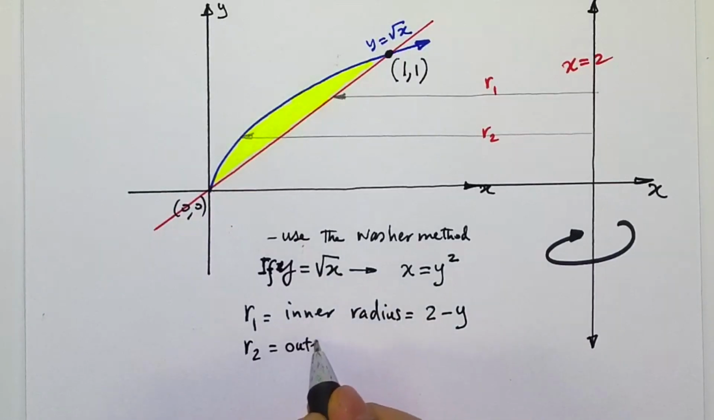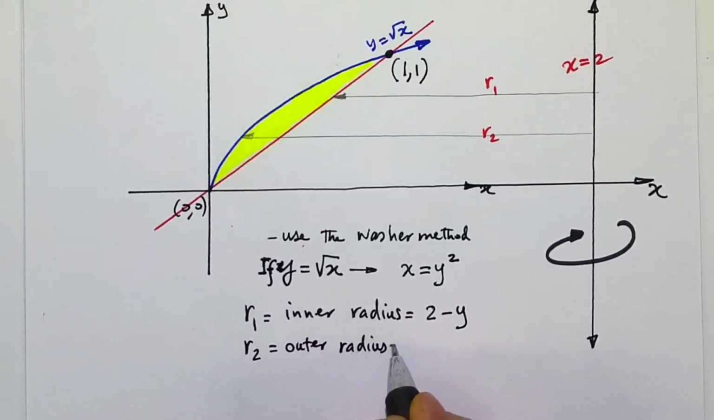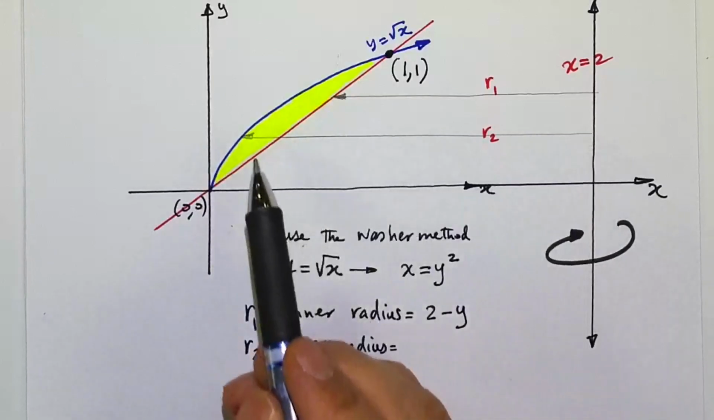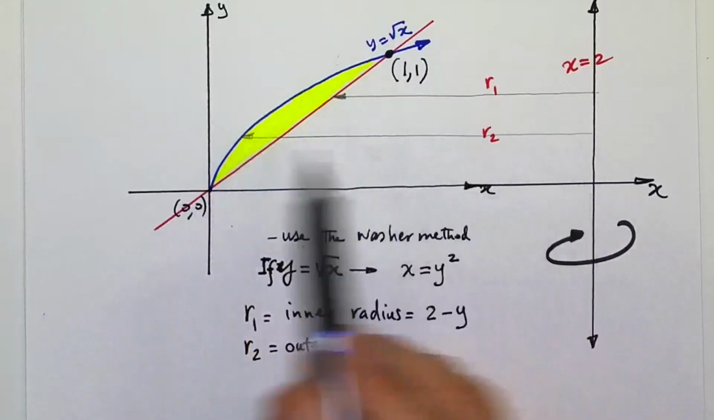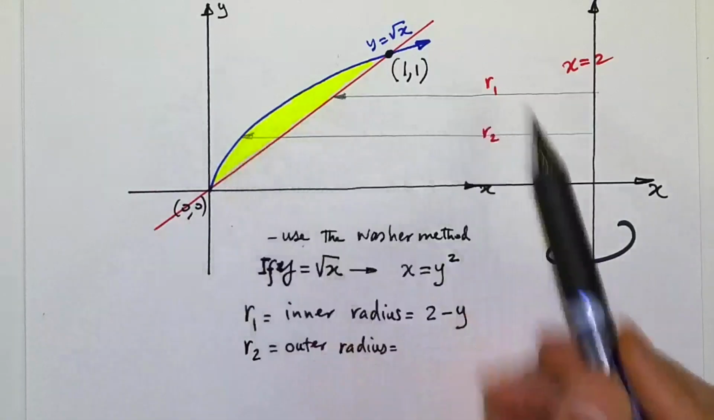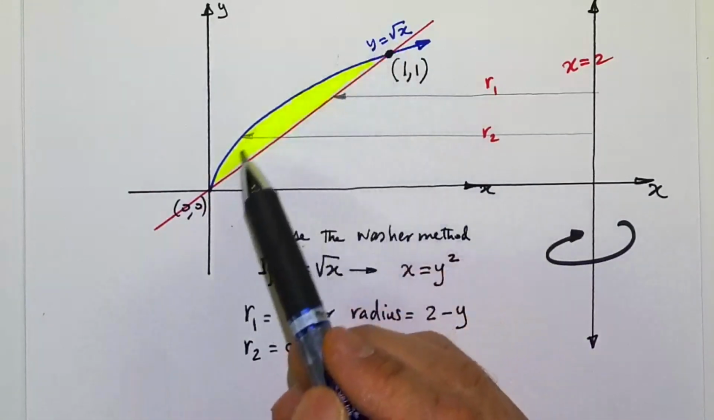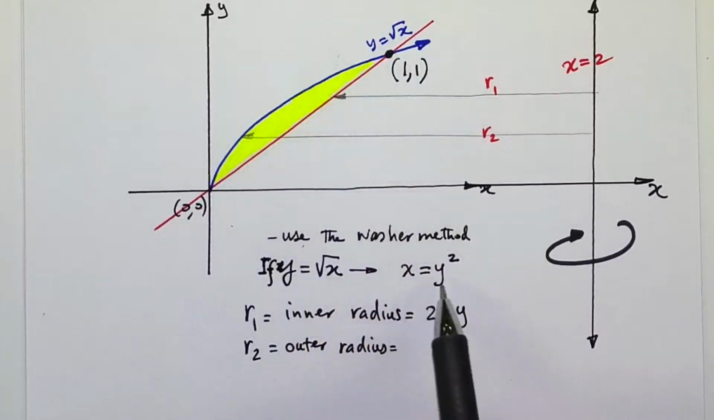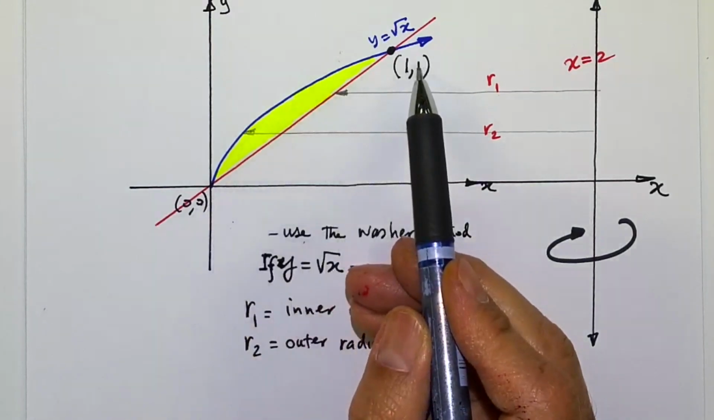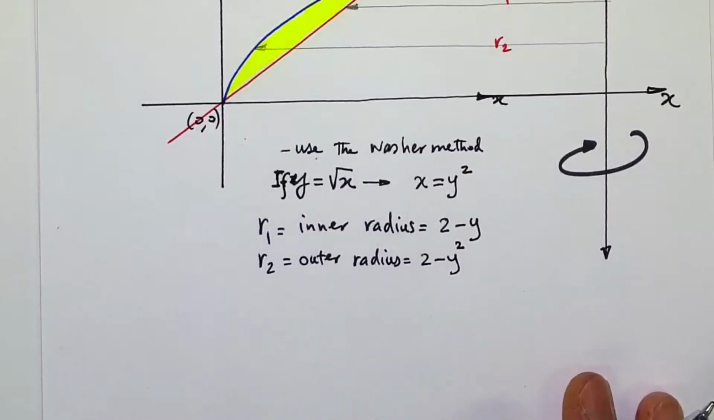The outer radius is going to be that distance again, 2 units from the y-axis to the axis of rotation. Of course, r2 is shorter than that, so 2 minus y squared, right? We just reconfigured that equation for that curve in terms of x. So 2 minus y squared. That's that distance, and we're integrating from y equals 0 to y equals 1. Okay, let's do that.